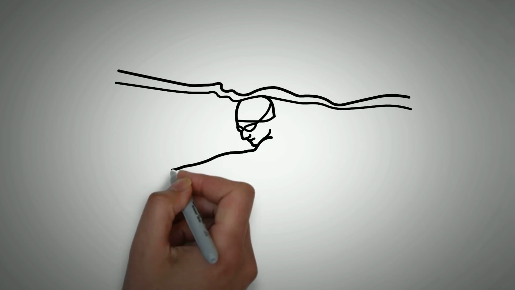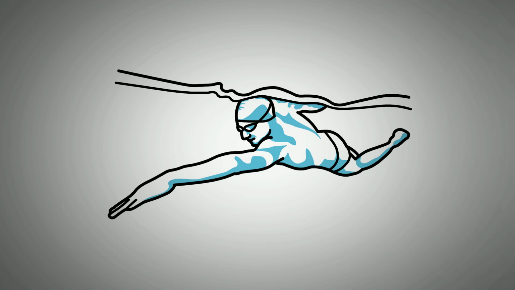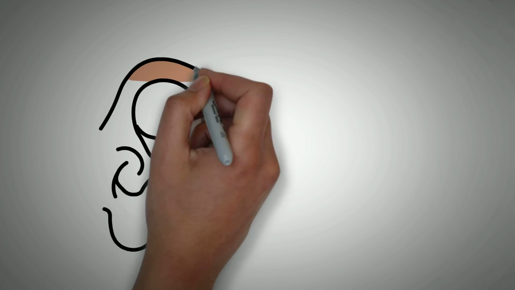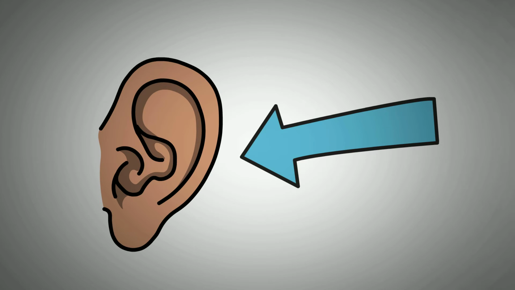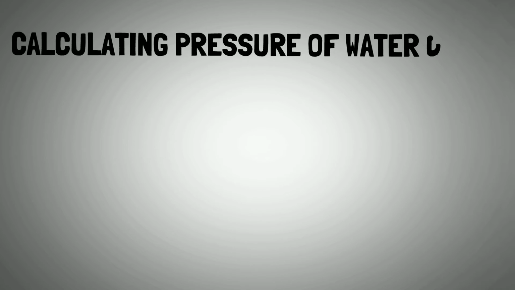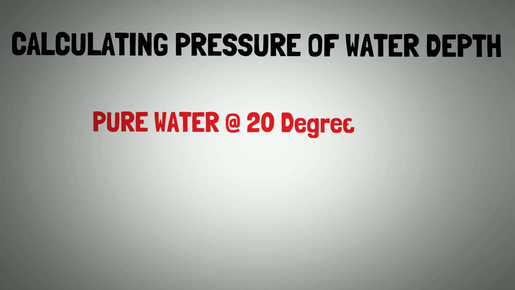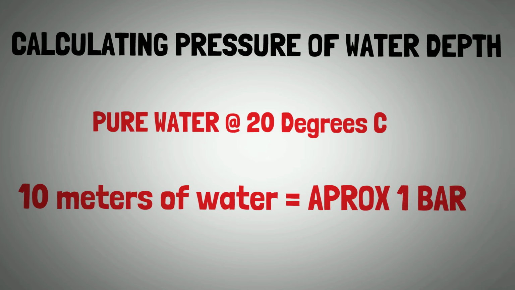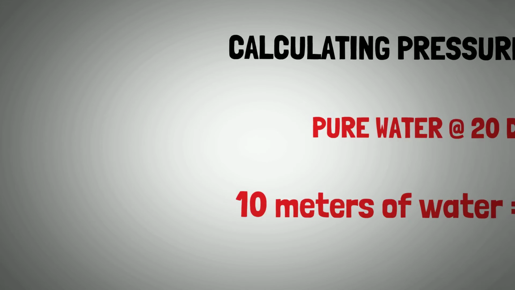Have you ever dived underwater in a swimming pool or the sea and felt the pressure acting on your ears? Well, let's look at how we can calculate the pressure on your ears for a given depth. Providing we are swimming in fresh water at approximately 20 degrees, the metric system makes it very easy for us to calculate pressure. Every 10 metres of water is approximately 1 bar. Let's see how this calculation works.